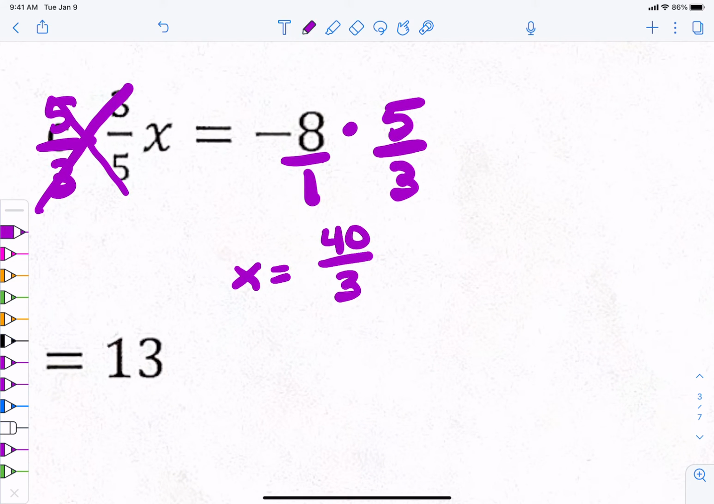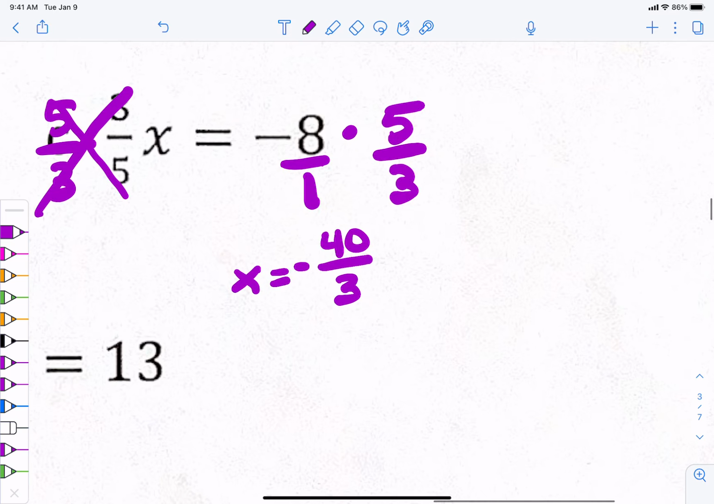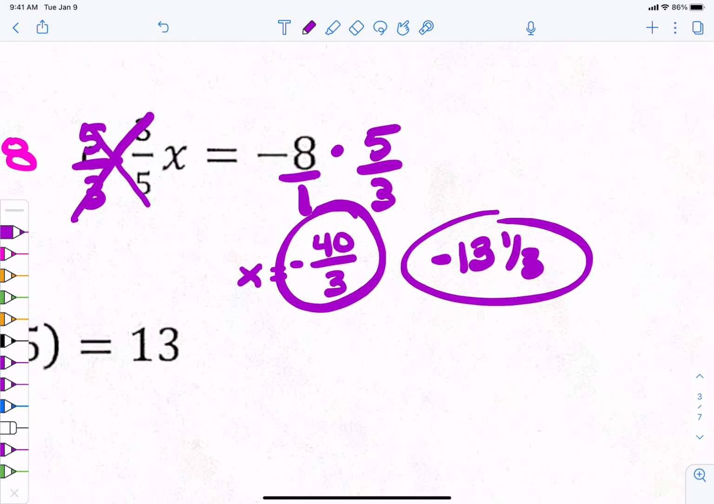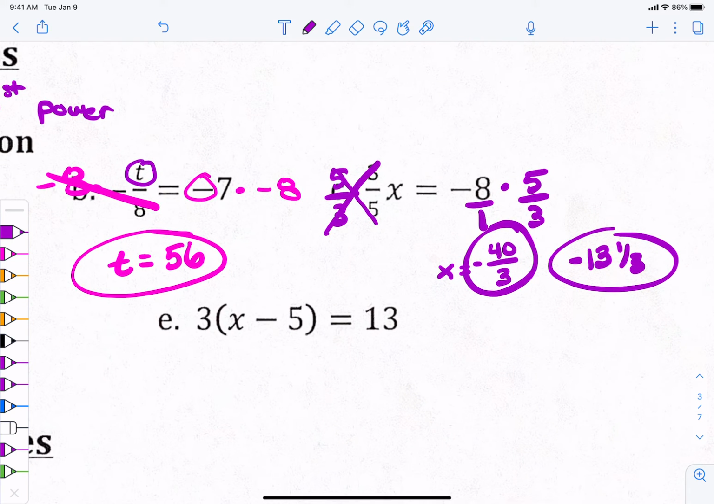Okay, one thing's wrong with our answer. Negative. We could simplify, but I don't think either one of those will reduce. You could change it to a mixed number. How many times will 3 go into 40? 13 and a third. Yep. 13 times 3 is 39. Okay, whatever. You can leave it as negative 40 over 3. I'm fine with that, if you don't want to have to simplify. But if it can be reduced, please reduce.